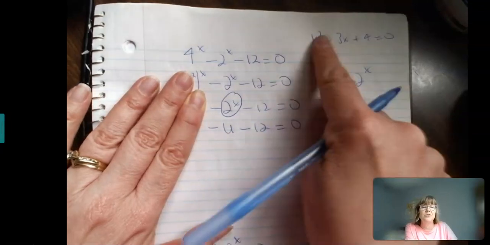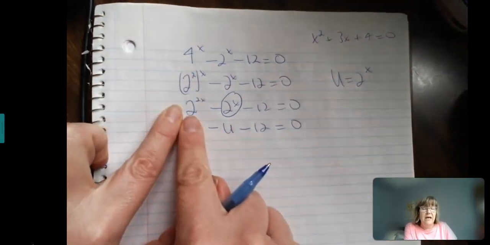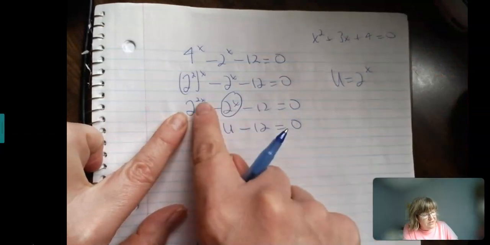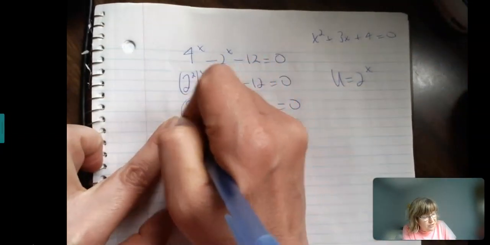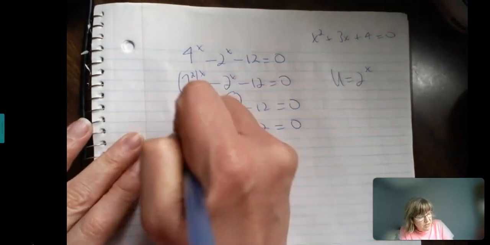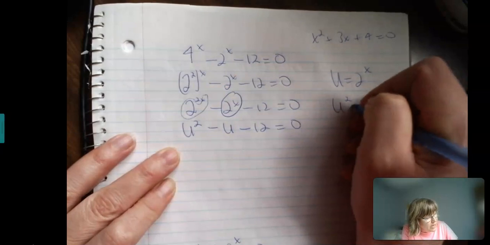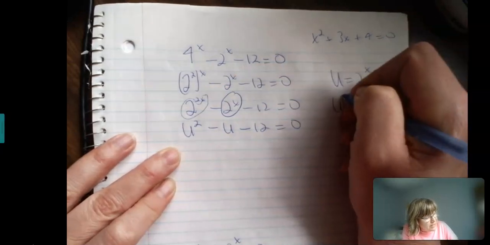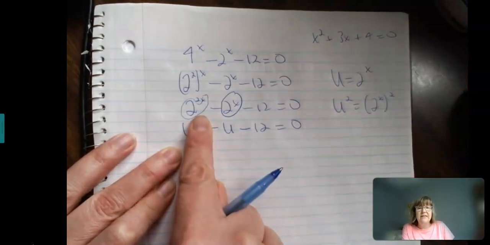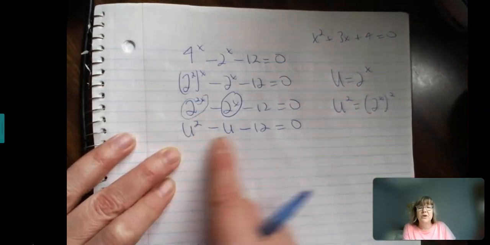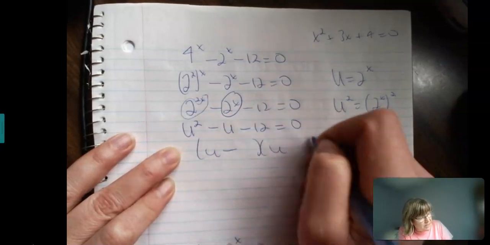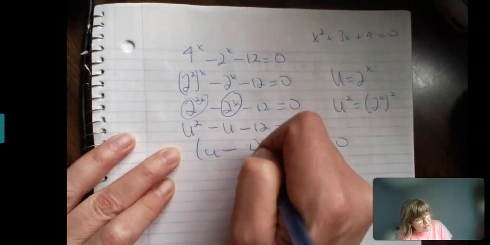That's looking a little closer to something like this. This guy is 2 of these, because do you see how I have 2 to the x and I have another one of them. So this is really U squared, because U squared would be, if I square that side, I get that. If I square this side, I get that, 2 to the 2x. Okay, this is factorable. I mean, this is beautiful. This is called a U sub because you sub into something that looks prettier.